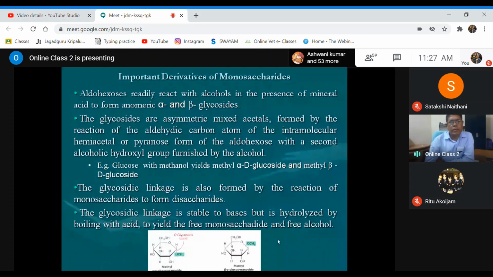So here the reaction is between the OH group of an alcohol and the OH group attached to the anomeric carbon, that is carbon number 1. So the reaction is between the alcohol and the alcohol.